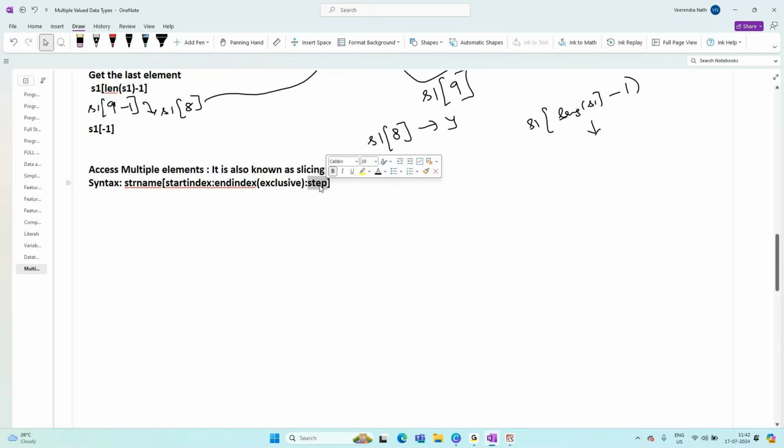Sir, what is your common sense saying? Common sense is saying that we will start at a point, end at a point, and go step by step or any other way. And what is exclusive, sir? Exclusive means I am not including that end index value. Am I clear? Example will make us very clear. Now we will go for the example.